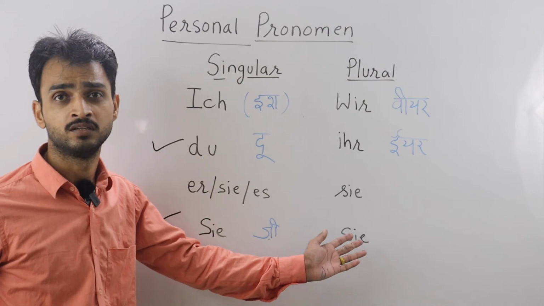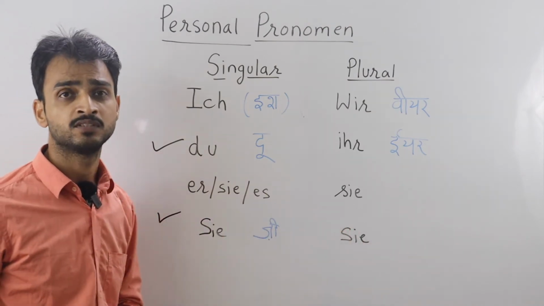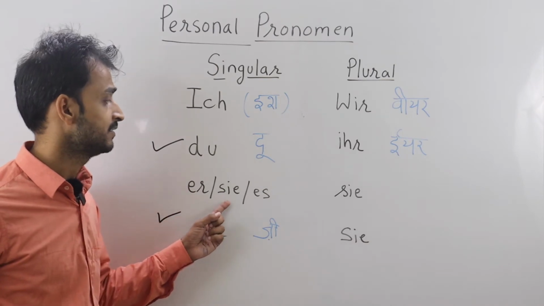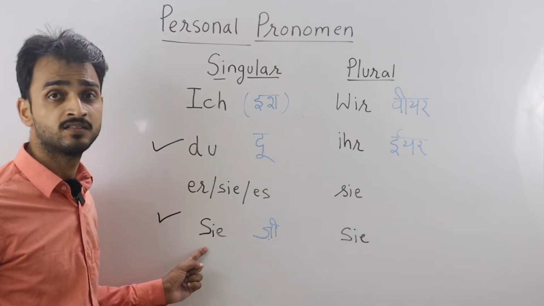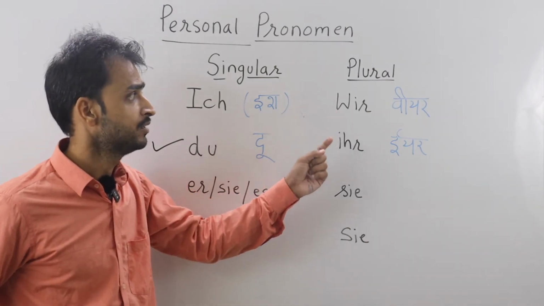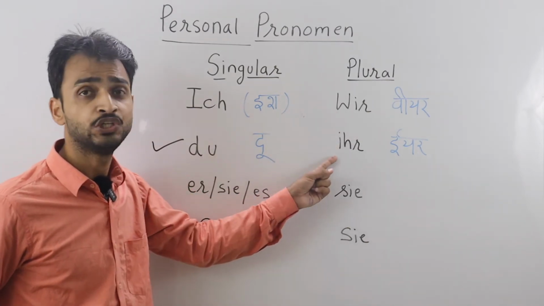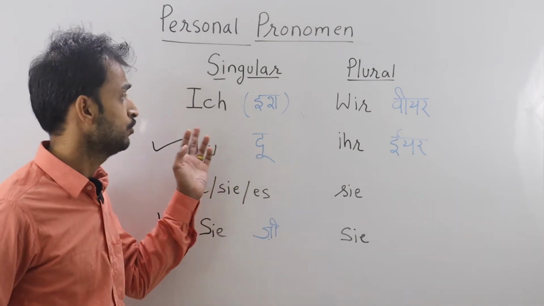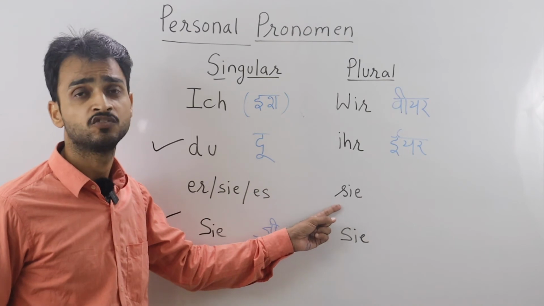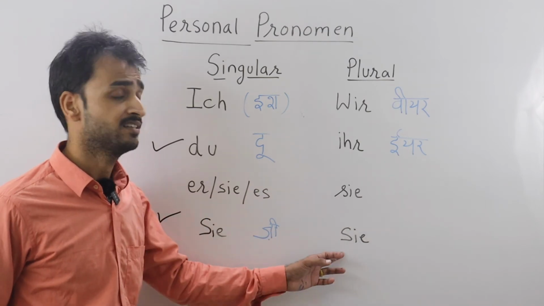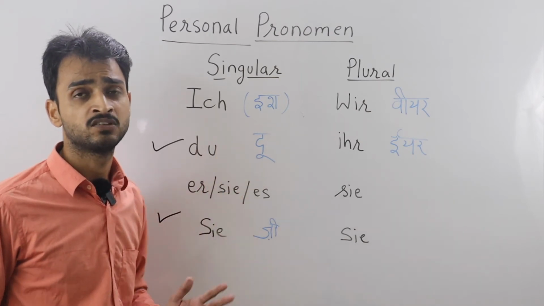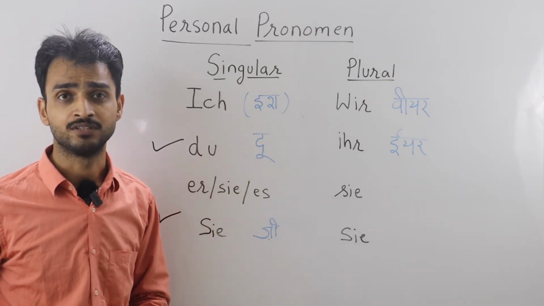Singular, plural. I repeat once again the pronunciation: ich, du, er, sie, es. Sie formal means आप. Wir, we all. Ihr, you all, plural of du. And small sie, they. And this capital Sie, you, formal. These are the different subjects or persons in the German language.